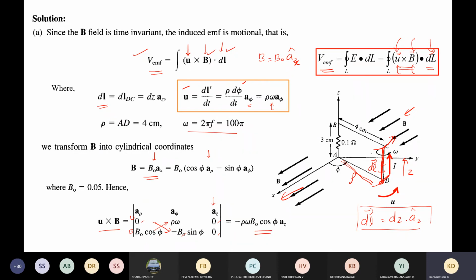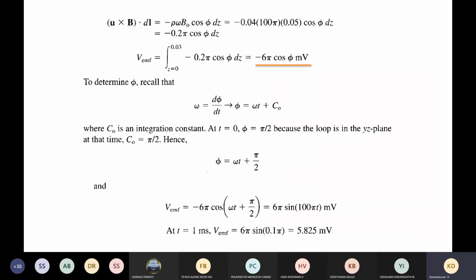So we got the cross product of U and B. Now we have to take the dot product with the DL. For DL, we know that the AZ vector is already available. Here also the AZ vector. When you multiply this, you will easily understand that you will get minus rho omega beta dz cos phi. Yeah, we got it here. So we are going to take the dot product.